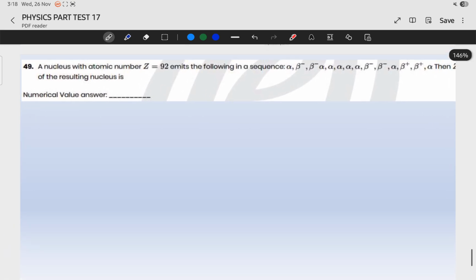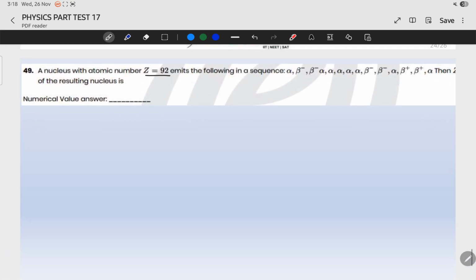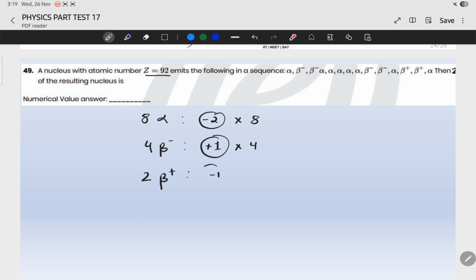Next question. Atomic nucleus 92 emits these series of alpha and beta particles. What is the Z of the resulting nucleus? So if we carefully count, there are 8 alpha decays, and in each alpha decay Z changes by -2. There are 4 beta minus decays. In each beta decay Z changes by +1, and there are 2 beta plus decays. In each decay it changes by -1.